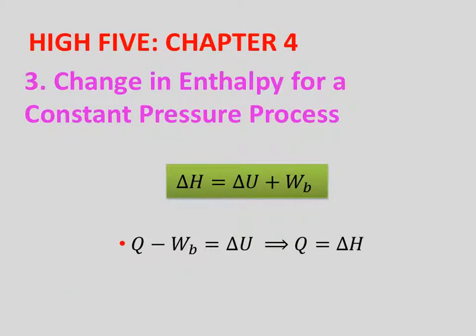Okay, the next part is enthalpy for constant pressure, and that's in regards to our internal energy. Change in H equals change in U plus work boundary. Or it's Q minus work boundary equals change in U. Or Q equals delta H. This formula is used to find your enthalpy, or your change in energy of the system.